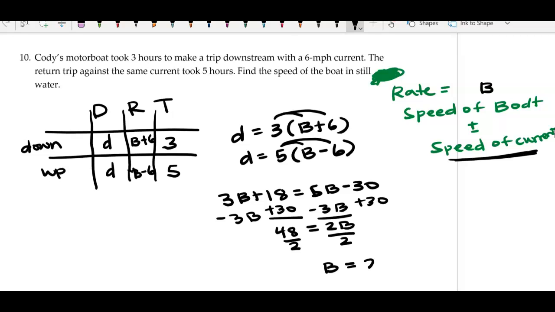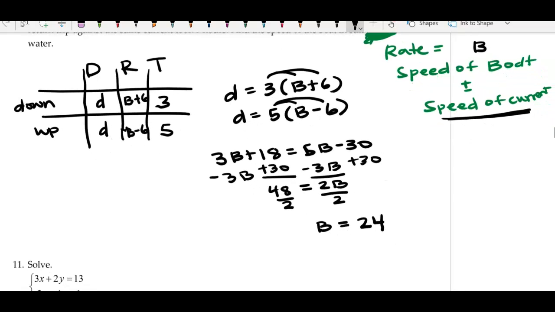Should be 24. 24, and so 24 what? We need a word answer. 24 is the speed of the boat, right? So what would our label on that be? Just the speed of the boat? I'm not sure. So it needs to be 24 miles per hour. Yeah. So we need to put that label on there, the units, what we're dealing with there. And then that's done.